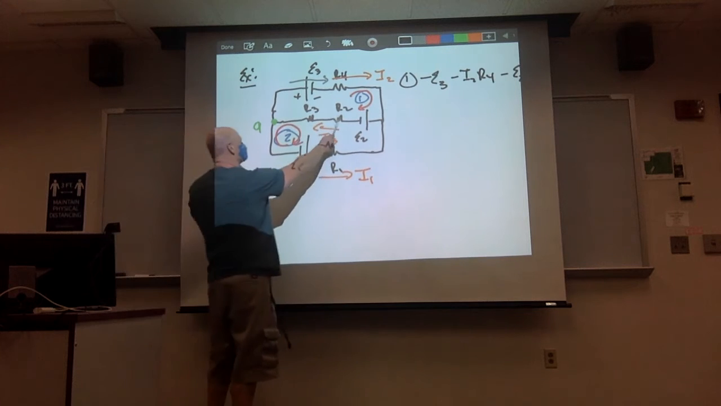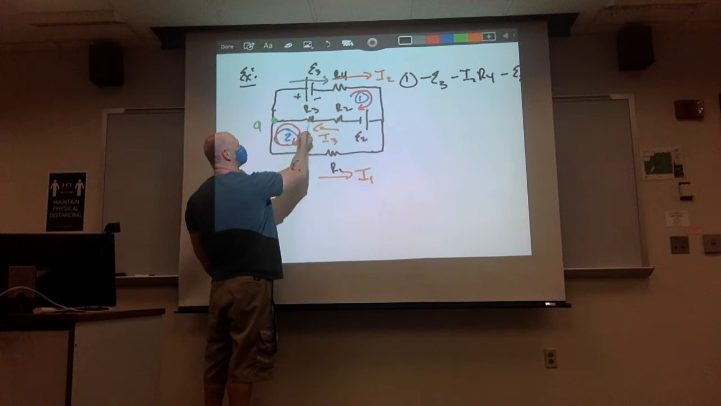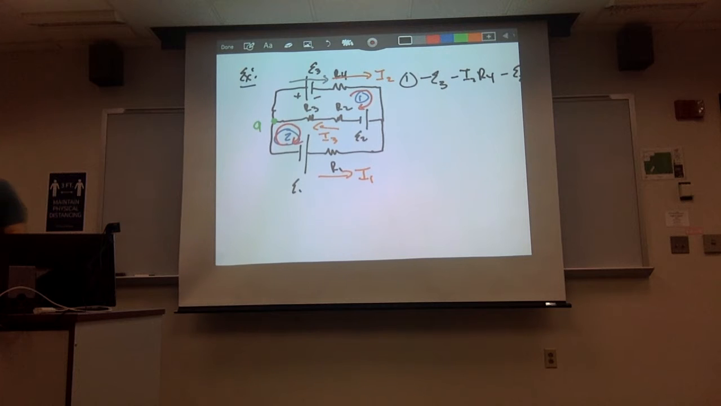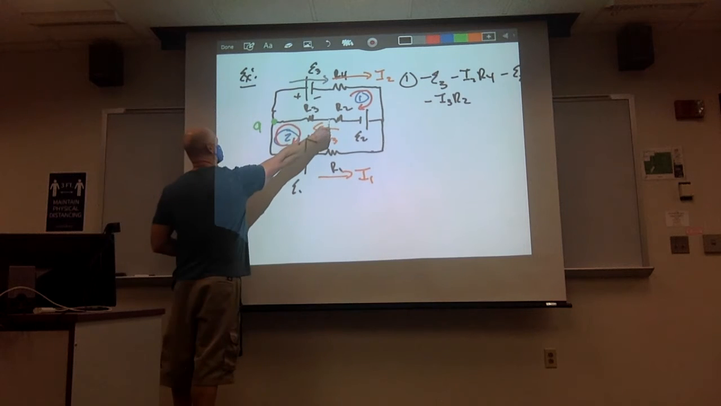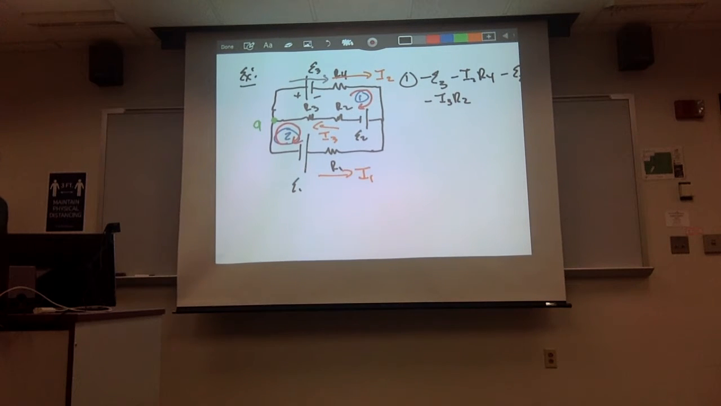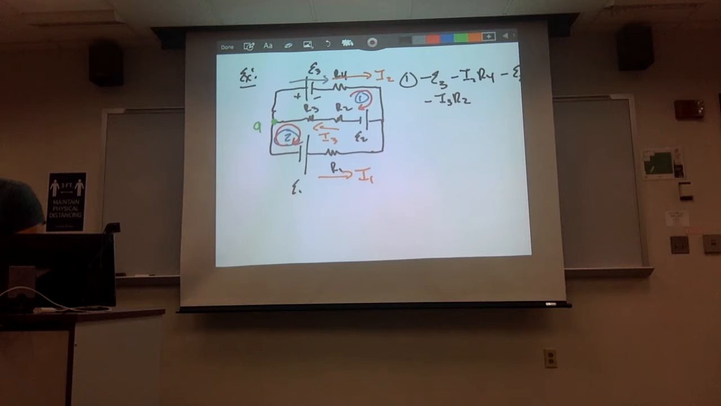Then we're going to go through this resistor. So I'm going in the same direction as the currents. If we go in the same direction, is that positive or negative? Negative. So I get an I3R2. Finally, I'm going to go through R3. Again, I'm going in the same direction as the currents, which means is that a positive or negative? So in the same direction as the current. Negative.